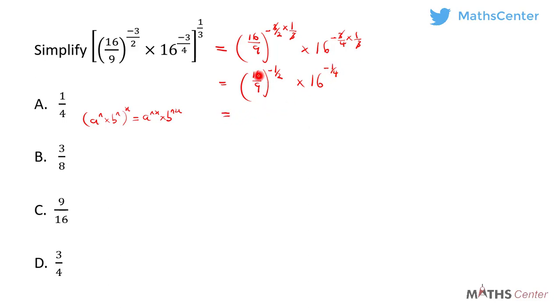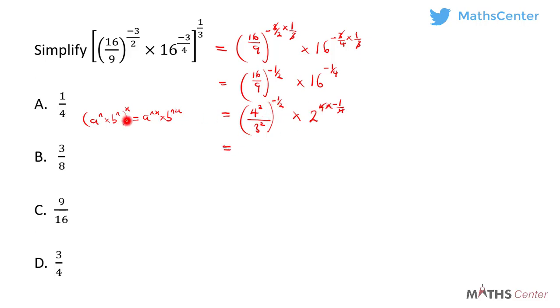16 can be written in index form as 4 exponent 2, and 9 can also be written in index form as 3 exponent 2. So you have 4 exponent 2 divided by 3 exponent 2, all exponent negative 1 divided by 2, times 16, which can also be written in index form as 2 exponent 4. But we already have negative 1 divided by 4 here, so times negative 1 divided by 4. When you do this, you can see that 4 and 4 cancels out.